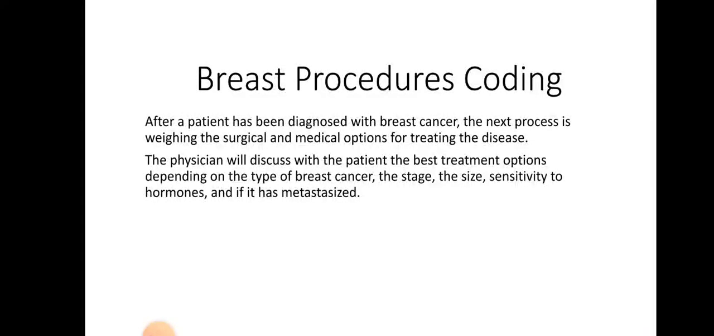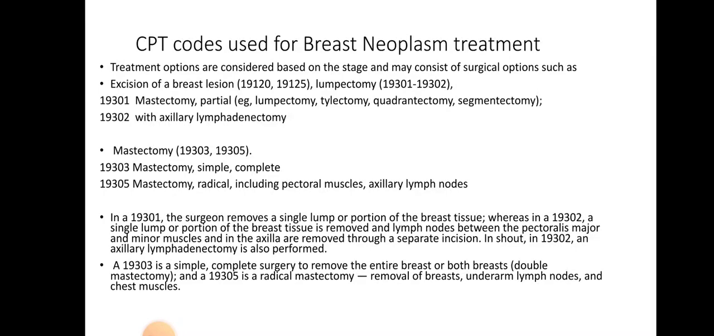The physician will discuss with the patient the best treatment option depending on the type of cancer, the stage, the size, sensitivity to hormones, or if it has metastasized. So all these cases are mainly for benign or malignant neoplasm depending on the severity of the breast cancer. So the CPT codes used for breast neoplasm treatment. The treatment options are considered based on the stage and may consist of surgical options.